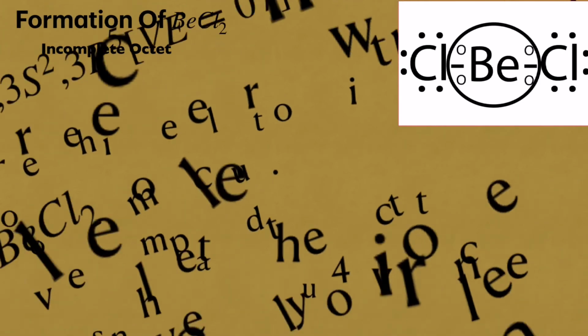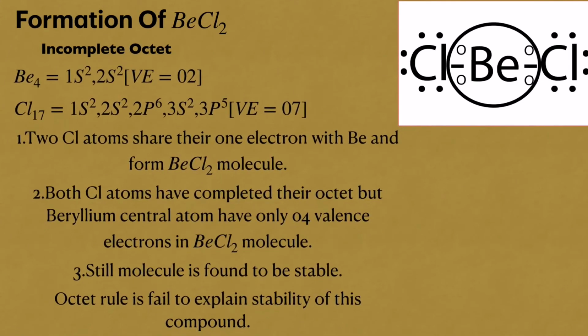Now let us consider an example of BeCl2, that is beryllium dichloride. Beryllium, atomic number 4, its electronic configuration is 1s2, 2s2. Therefore the total number of valence electrons is 2. Chlorine, atomic number 17, its electronic configuration is 1s2, 2s2, 2p6, 3s2, 3p5. So the total number of valence electrons is 7. Here the two chlorine atoms share their one electron each with the beryllium atom and form a BeCl2 molecule.